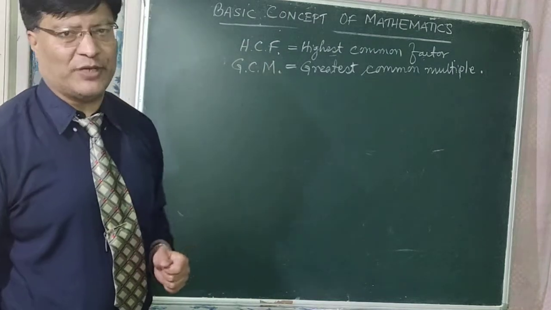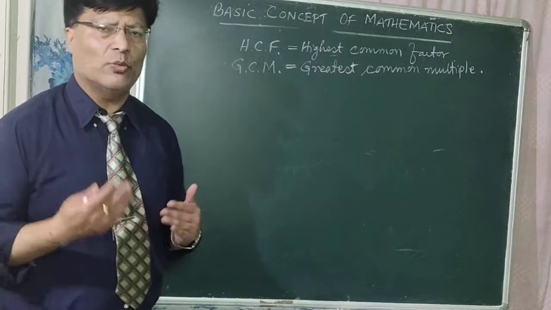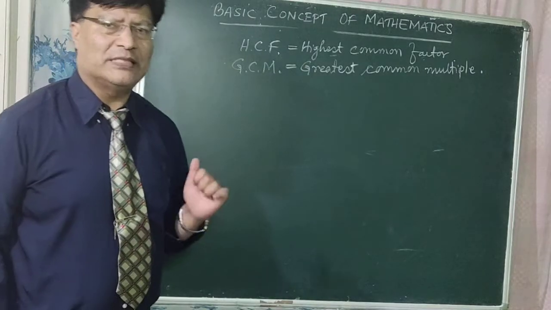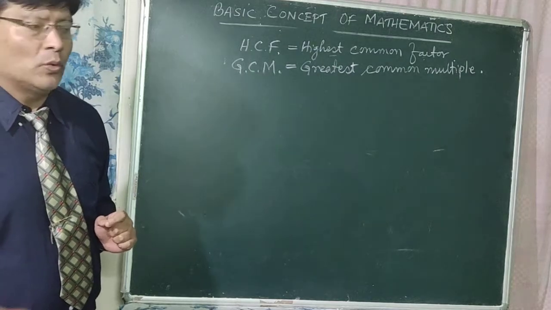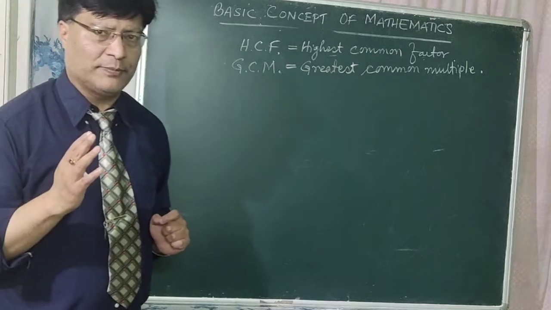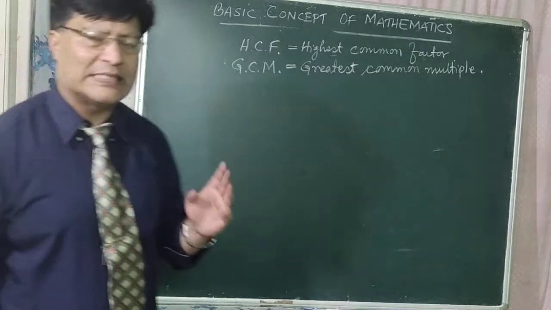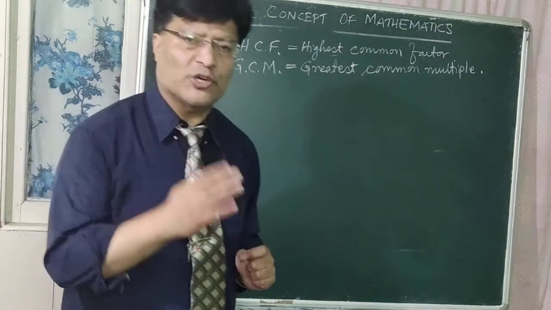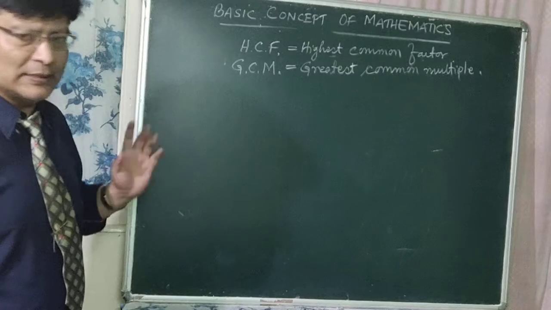So first of all, what is HCF or GCM? What is its meaning? The definition is the greatest number which will completely divide some given numbers. That is, this GCM or HCF is defined as that greatest number which will divide some given numbers completely, right?